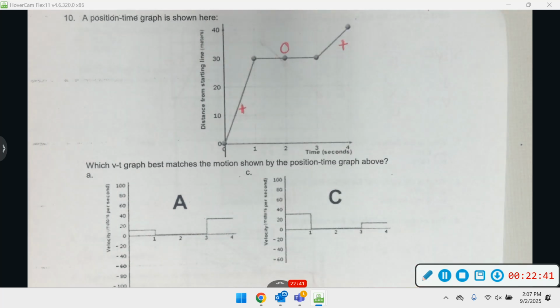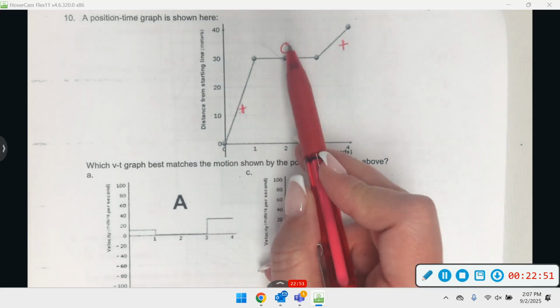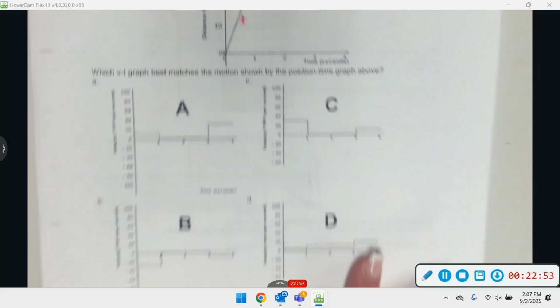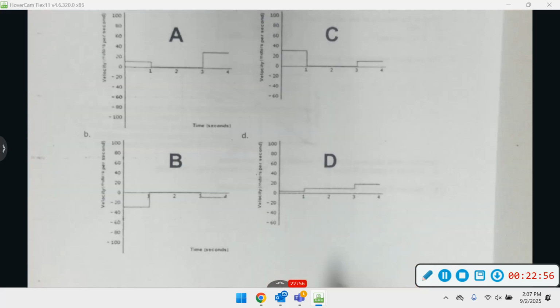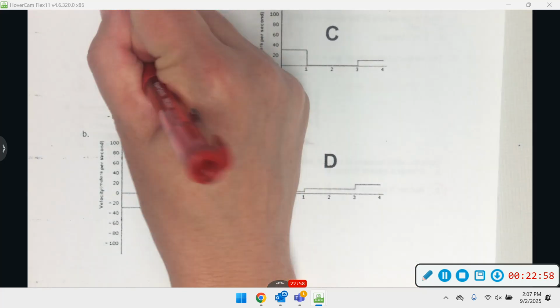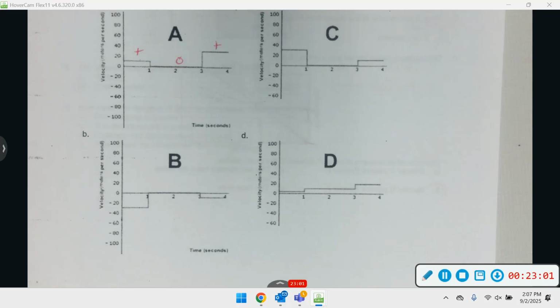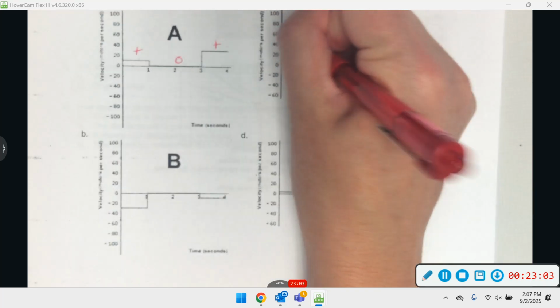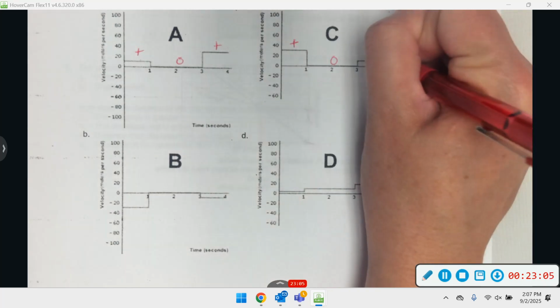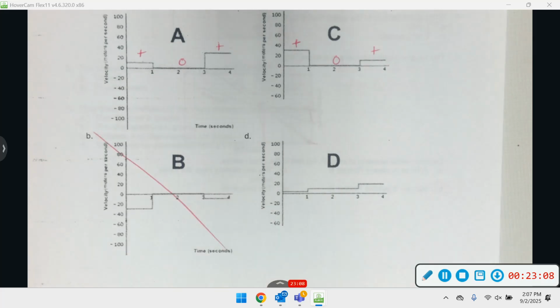And yes, we could figure out how fast. We could get a numeric value for the slope. But before I do that, I want to look at my answer choices and see if I can eliminate anything. Because this is forward motion, 0 motion, forward motion. So let's take a look at our choices. A shows forward motion, 0 motion, forward motion. So that looks good. C also shows forward, 0, forward. But B doesn't, and neither does D. So I have already eliminated half of my options without having to do any math, just looking at that graph.